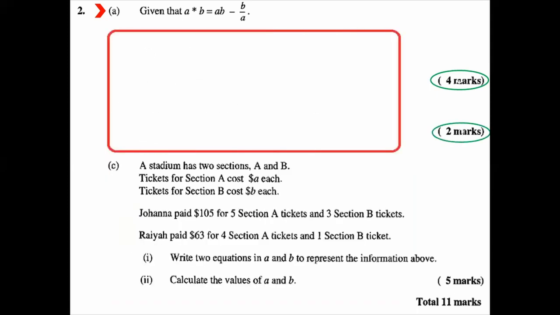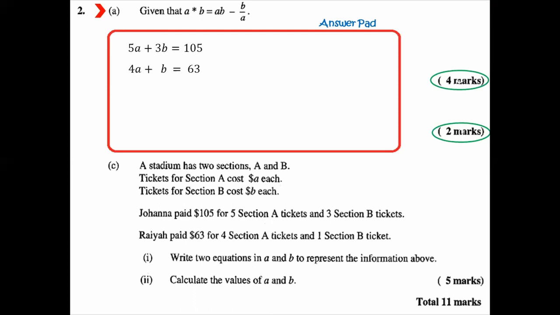And then we have already seen an example of a simultaneous equation. And here we go for this one. All right, so a stadium has 2 sections, A and B. Tickets for section A, tickets for section B. So Joanna paid $105, right? For 5 section A tickets and 3 section B tickets. First equation. And Raya paid $63 now for 4 section A tickets and only 1 section B ticket.